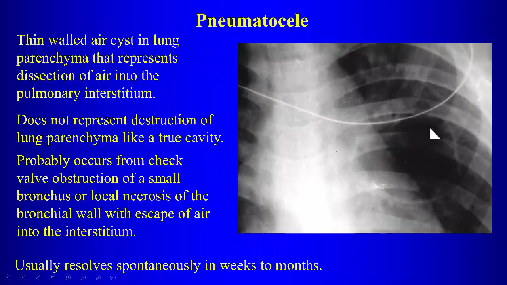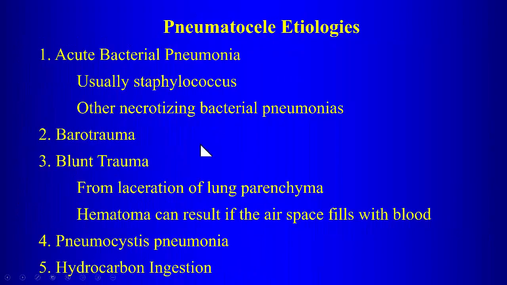So a pneumatocele is a thin-walled air collection. This occurs from air getting into the interstitium of the lung, and gives you this round, thin-walled lesion. Over time, this can resorb. This can resolve on its own. So it's like a check valve mechanism where the air gets in, can't get out, but over time, that can resorb and resolve on its own. So that's what we call the pneumatocele.